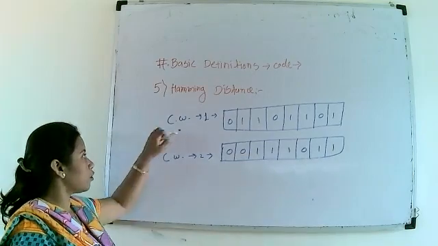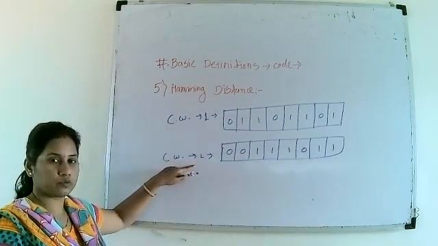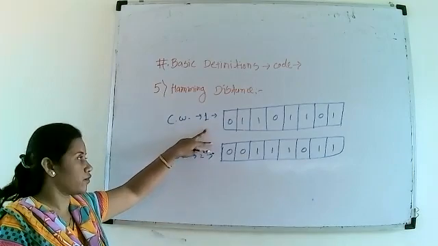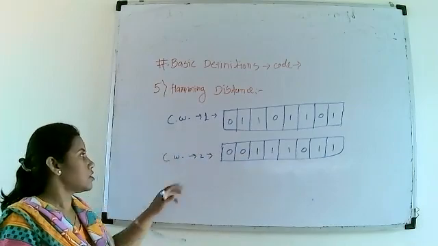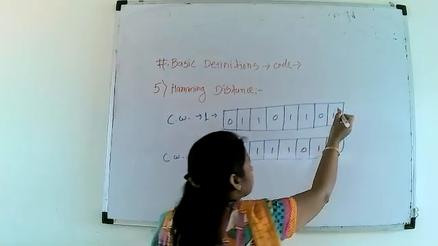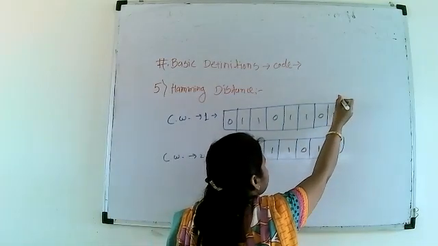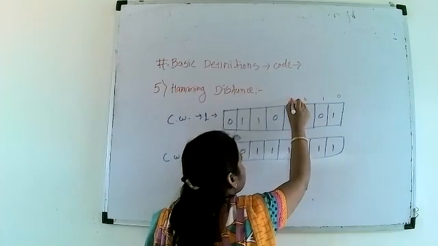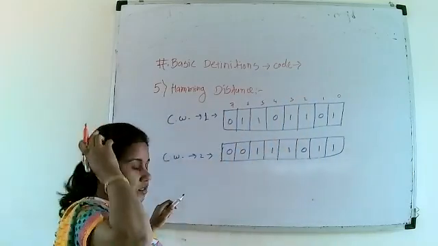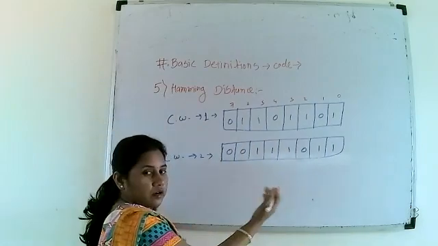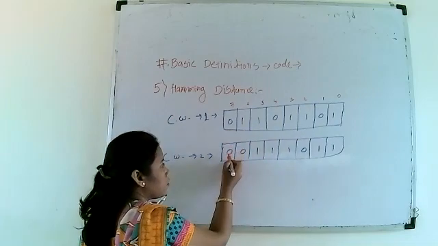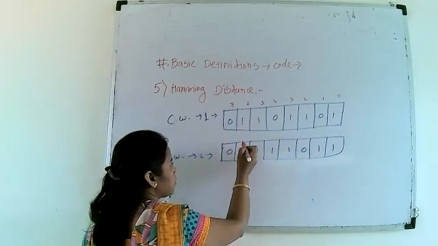We are having code word 1 and code word 2. Now we have to find the Hamming distance between these two code words. How can we find it? We compare each bit, numbering the positions from the MSB as 0, 1, 2, 3, 4, 5, 6, 7. These numbers are given from right to left. Now match each one.